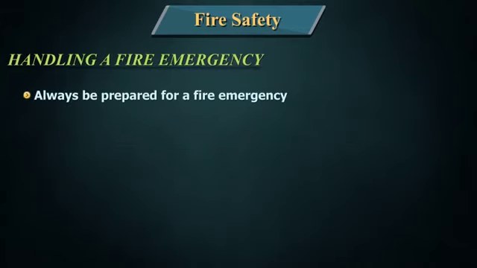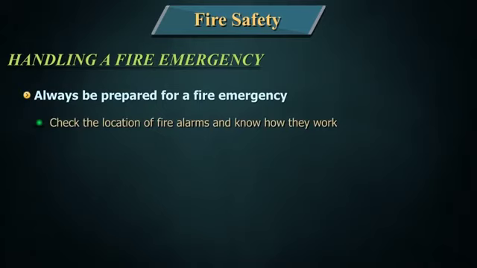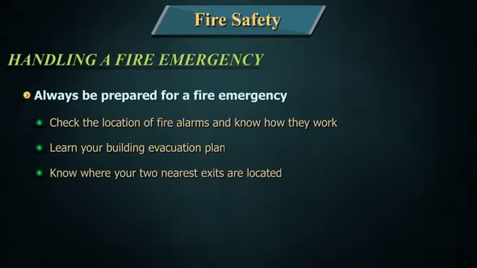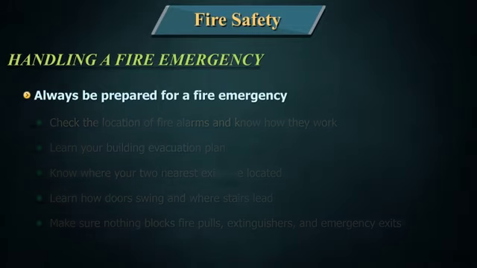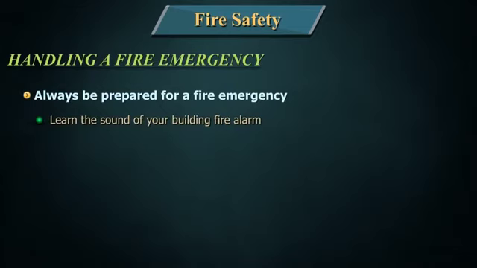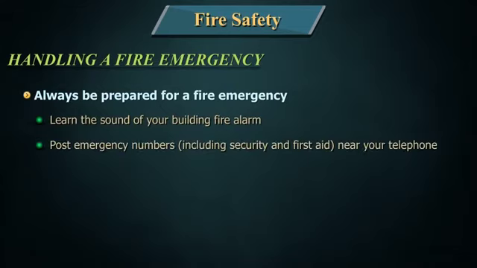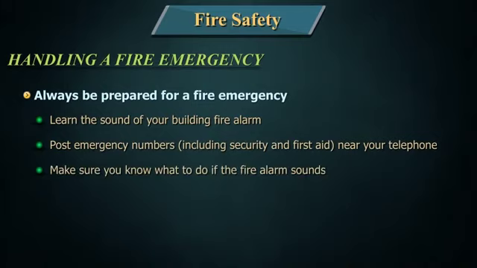Always be prepared for a fire emergency. Check the location of fire alarms and know how they work. Learn your building evacuation plan. Know where your two nearest exits are located. Learn how doors swing and where stairs lead. Make sure nothing blocks fire pulls, extinguishers, and emergency exits. Learn the sound of your building fire alarm. Post emergency numbers, including security and first aid, near your telephone. Make sure you know what to do if the fire alarm sounds. Plan your escape.